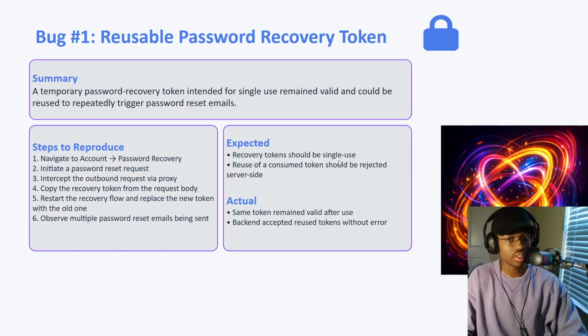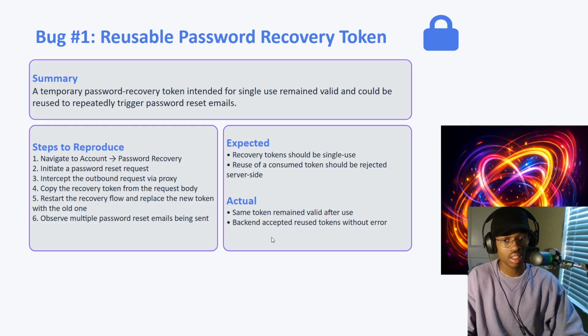So, report 1, reusable password recovery token. Summary: a temporary password recovery token intended for single use remained valid and could be reused to repeatedly trigger password reset emails. Steps to reproduce: I navigated to account, password recovery, initiated a password reset request, intercepted the outbound request via proxy, copied the recovery token from the request body, restarted the recovery flow, and replaced the new token with the old one. Observe multiple password reset emails being sent.